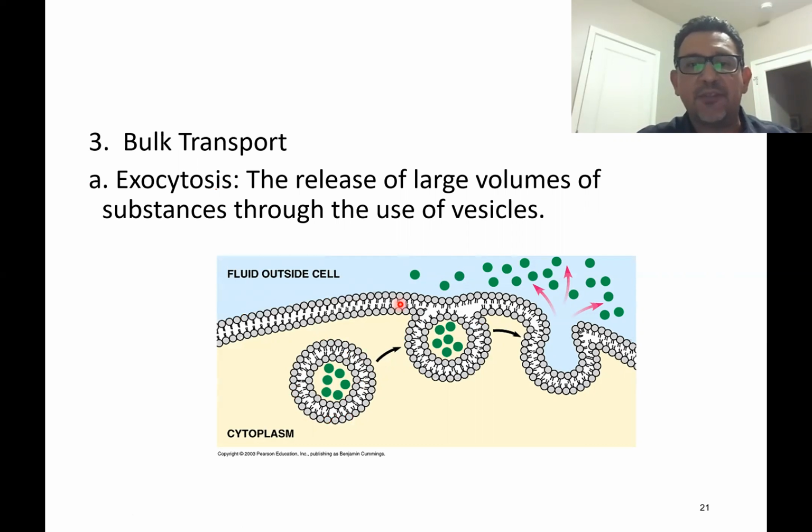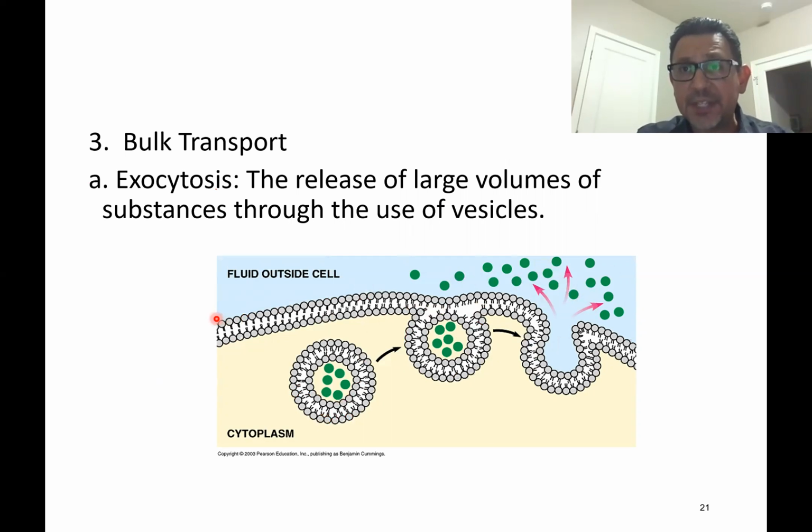Notice that the vesicle has the same primary structure. It's a phospholipid bilayer, and so it can easily merge with the plasma membrane. When the transport vesicle fuses with the plasma membrane, it will be opening to the outside, dumping out at once all of the contents. All of these molecules are being released in one single step, rather than moving them one at a time through transport proteins in the plasma membrane.